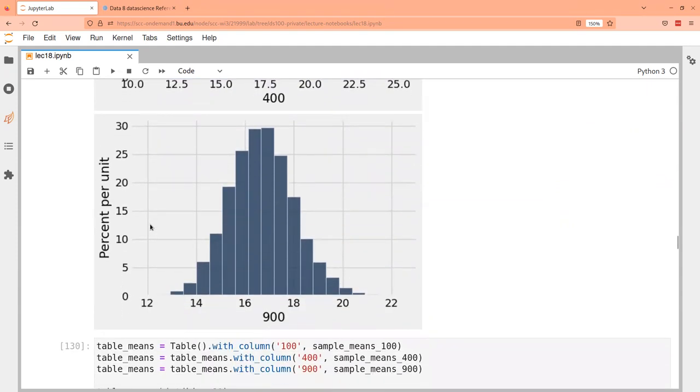And as we get to 900, and this is the part I was saying takes a really long time to run, it would be helpful for you to run it and you'll see what happens. But as you can see, this one's continuing to get taller and narrower, right? So we're getting closer to the actual average when we take a bigger sample size of 900.